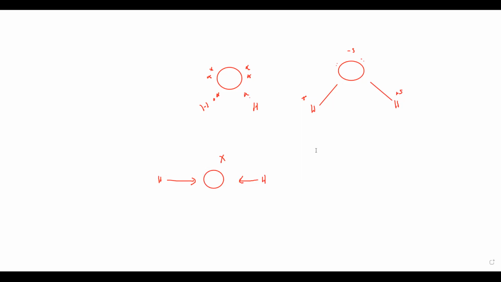Polar compound means its bonds are polar and it is affected by the electric field. So when we pass water, or a stream of water, through an electric field, it will also deflect because it's not a linear structure, it is a bent or V-shaped structure.